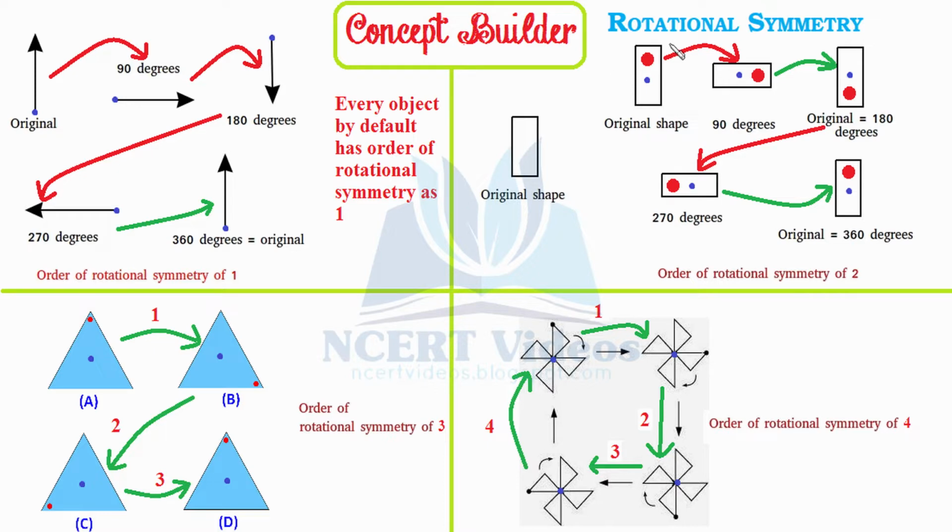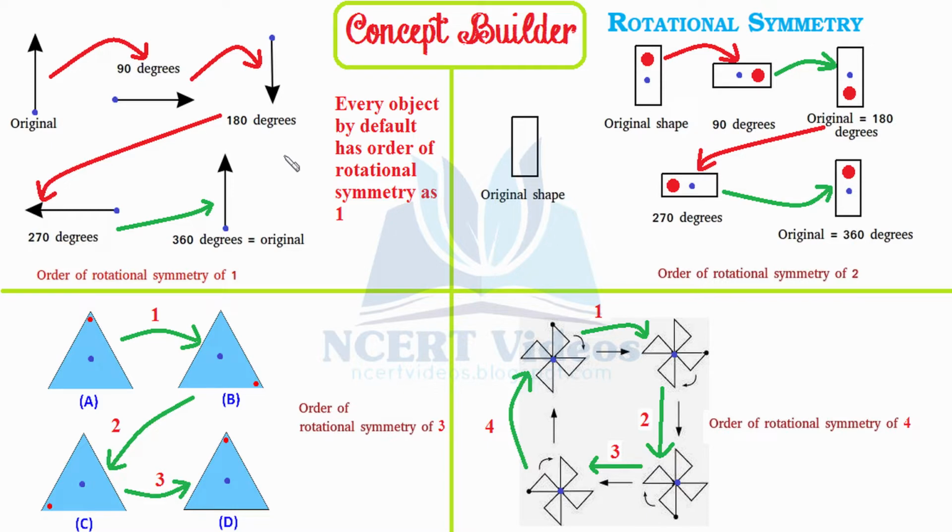When we study rotational symmetry, we have certain things to follow. First, there must be a certain point through which the object is rotated. Second is how many degrees we are rotating the object. For example, in this case, we are rotating it 90 degrees. Then again 90 degrees, that will become 180 degrees, and so on.